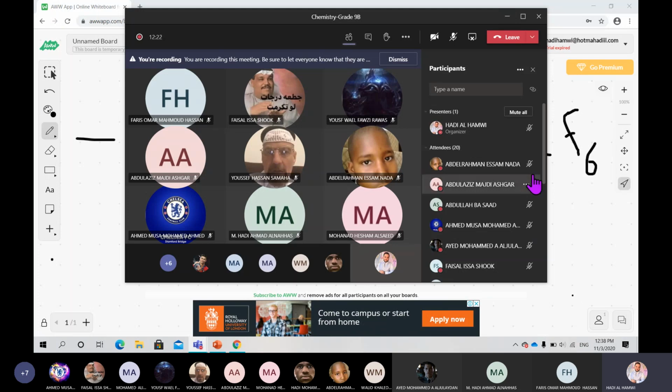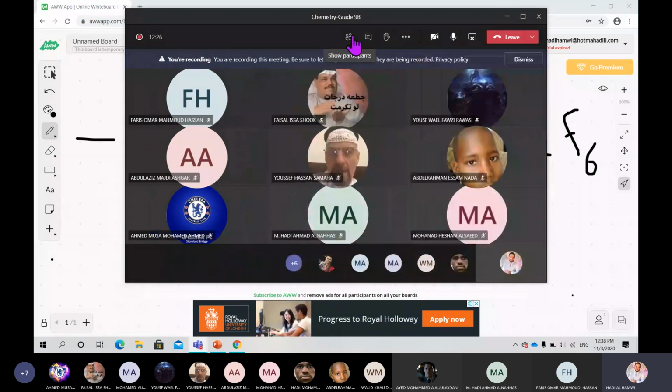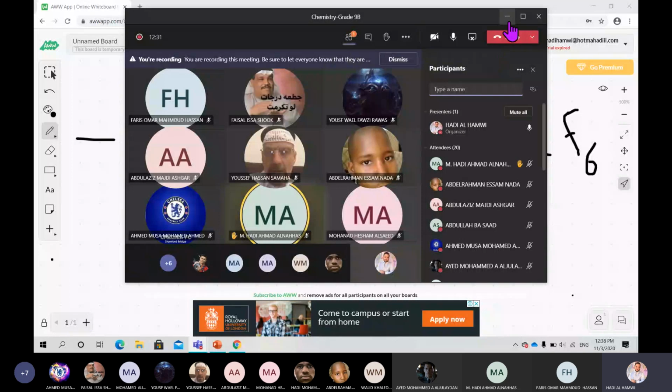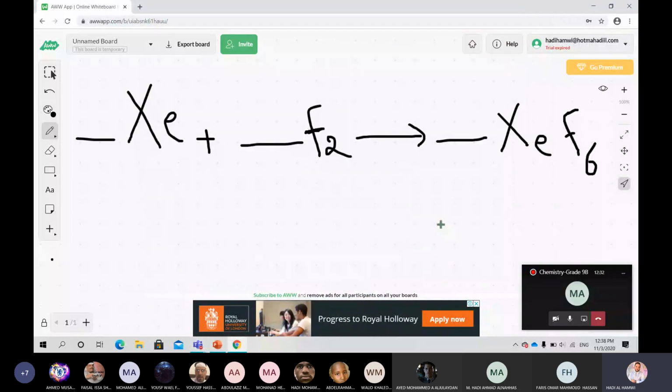Still no one solved this balancing? Okay, Muhammad Hadi. Yalla, I need the others. So easy. This one is very simple. Just balance the number of the atoms of xenon in the reactants and the products, which should be the same. The number of atoms of fluorine in the reactants and the products should be the same. Balance it, please.